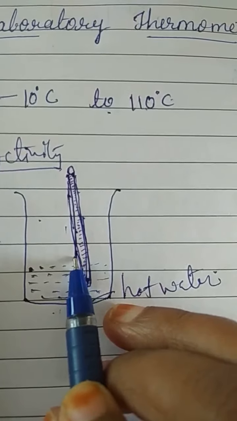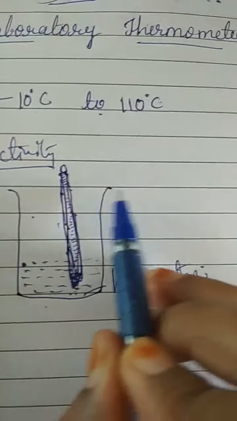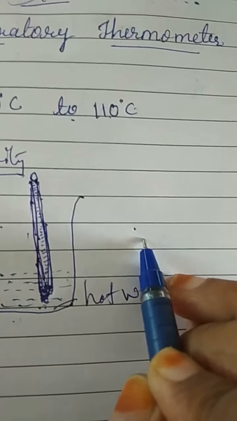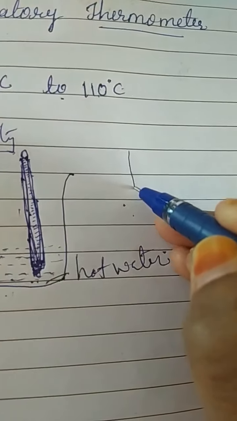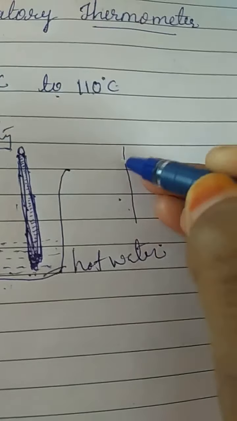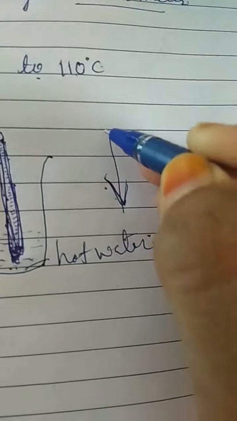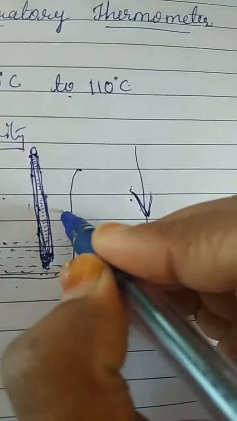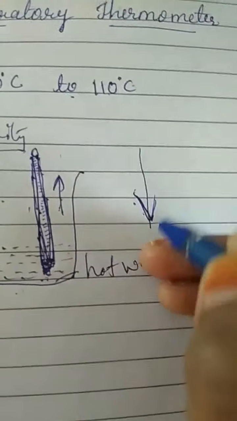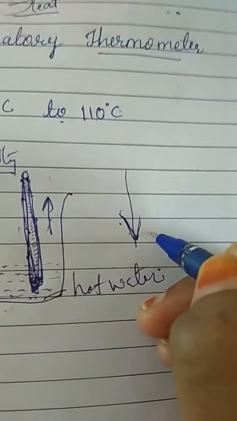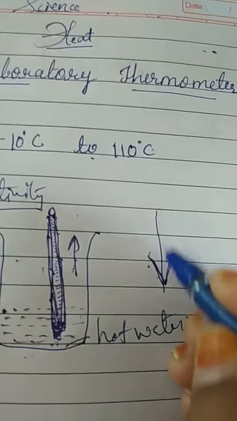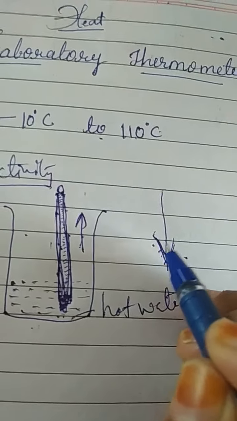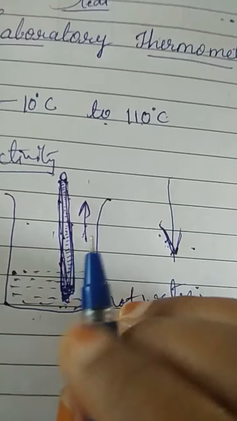Do you notice that as soon as you take the thermometer out of the water, the level of mercury begins to fall? It goes on decreasing. When it is in the water, it goes up. When you take it out of the beaker, it goes on decreasing. This means the temperature must be read while the thermometer is in the water.